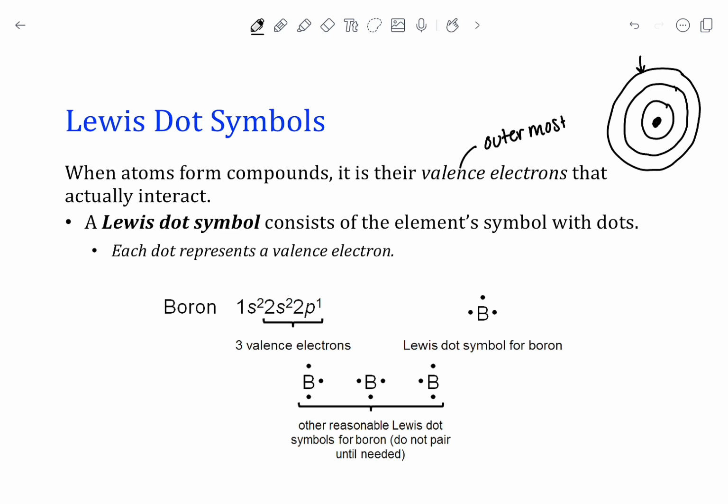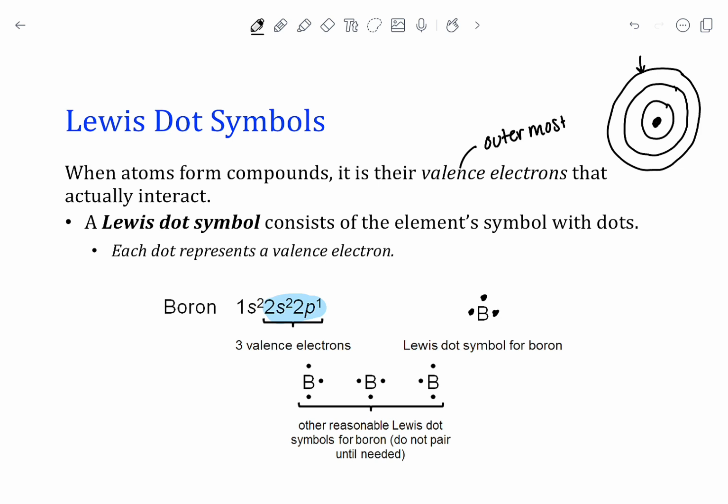Here I have the element boron, element number 5. We see that boron is in group 3A or 13, and therefore we know that it has 3 valence electrons. Those valence electrons are in the 2s and 2p orbitals. In order to draw the Lewis dot symbol, we have to show each of those valence electrons around the element symbol. Since there are 3 valence electrons, we show them as 3 dots around boron.